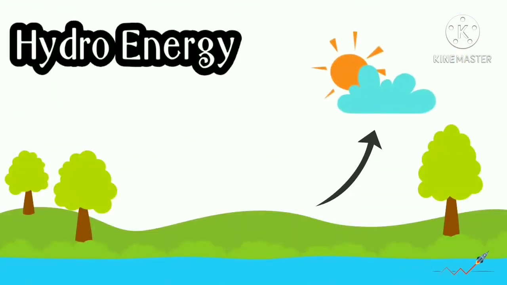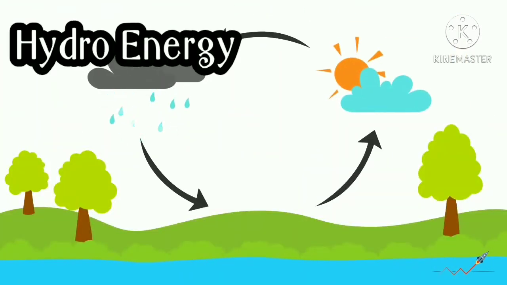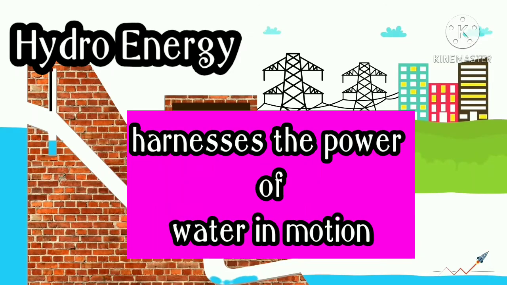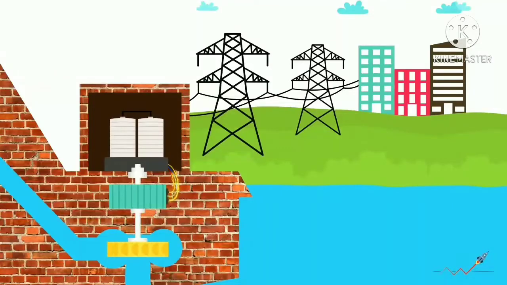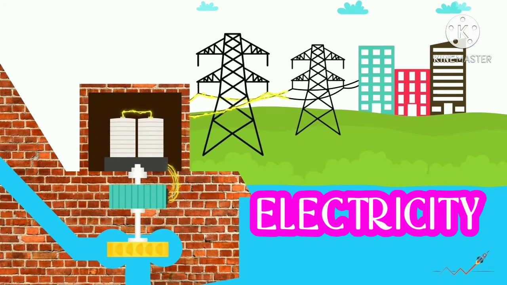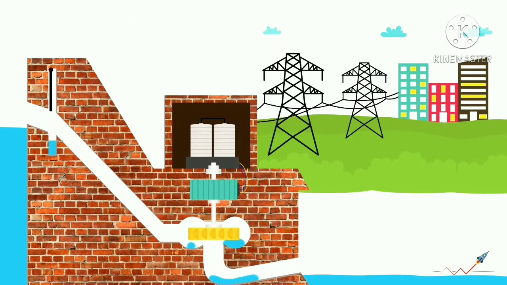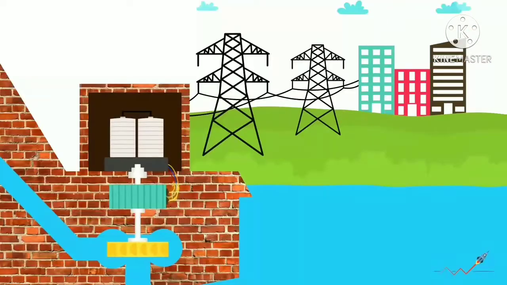Hydro energy. Hydroelectric energy, also called hydroelectricity, is a form of energy that harnesses the power of water in motion, such as water flowing over a waterfall to generate electricity. Most hydroelectric power plants have a reservoir of water, a gate or valve to control how much water flows out of the reservoir, and an outlet or place where the water ends up after flowing downward.